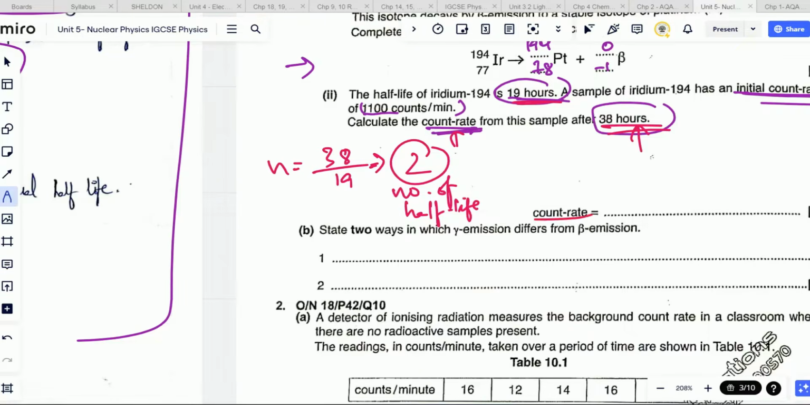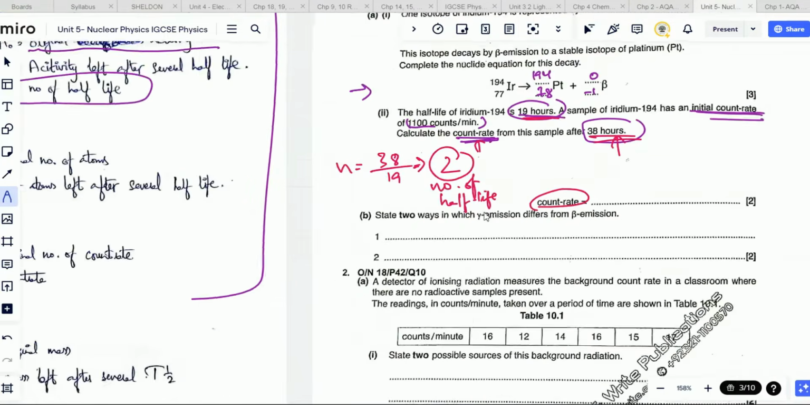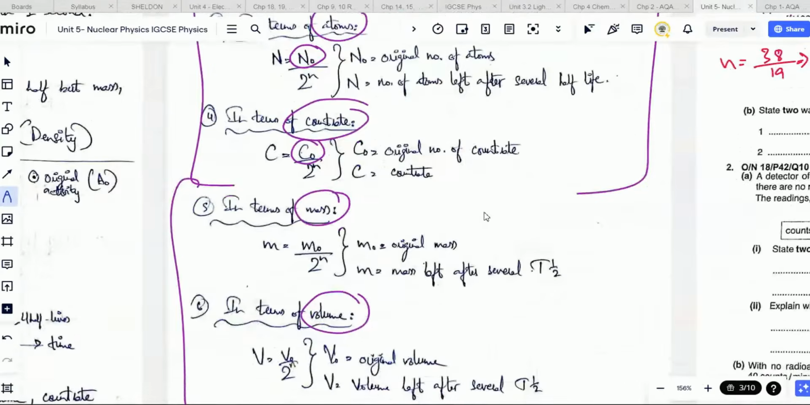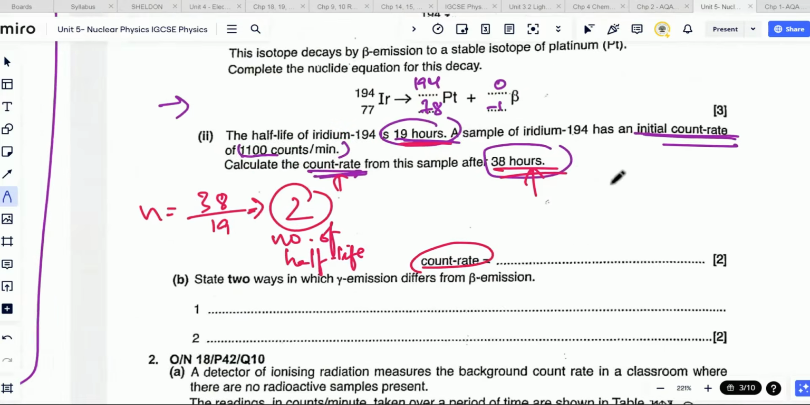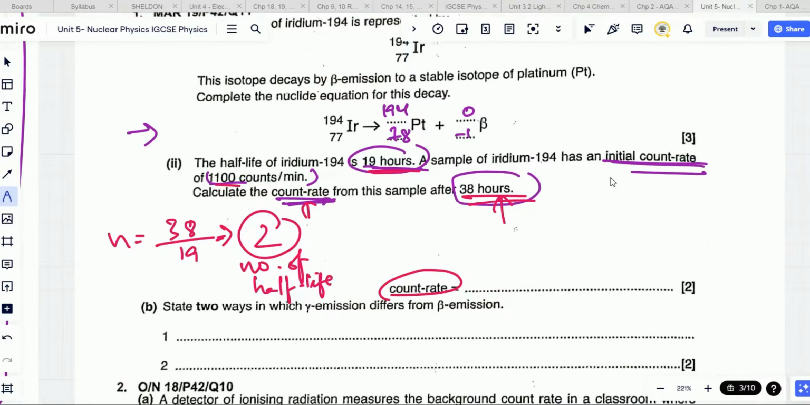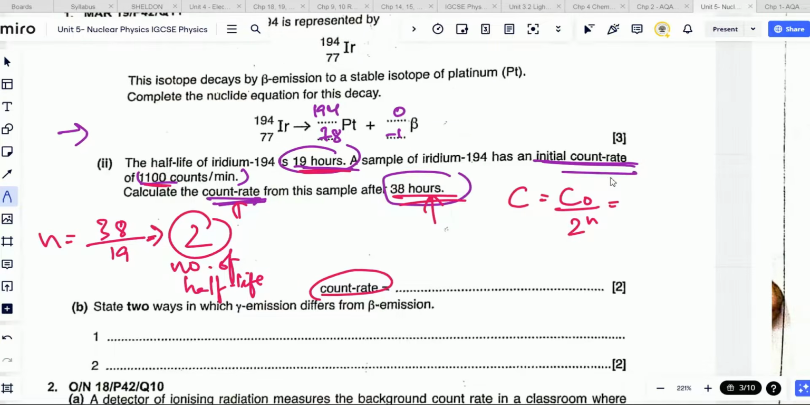Now what do we need to find? The count rate. What did I teach you for the count rate? See, where's the count rate one? This one. Use this formula now. What's the original count rate provided? How much is it? See, 1100. So the formula is the count rate is equal to the original count rate upon 2 to the power n. So the original count rate is 1100 over 2, and in the power of n, what do I write? The number of half-life, 2.